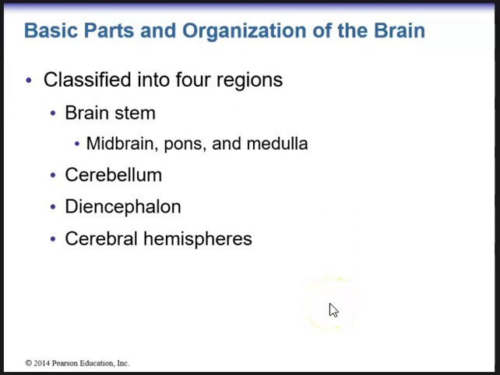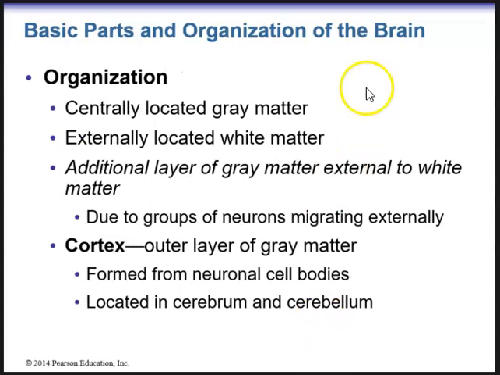So, focusing on basic parts and organization of the brain, we know that the brain is classified into four regions. We have the brainstem, made up of the midbrain, pons, and medulla. We have the cerebellum. We have the diencephalon, and then we have our right and left cerebral hemispheres. The organization of the brain: we have a centrally located gray matter and then an externally located white matter. There will be an additional layer of gray matter external to the white matter due to groups of neurons migrating externally. So like most organs, the outer layer of gray matter is called the cortex, and is formed from neuronal cell bodies. Cortex can be located in the cerebrum and the cerebellum.